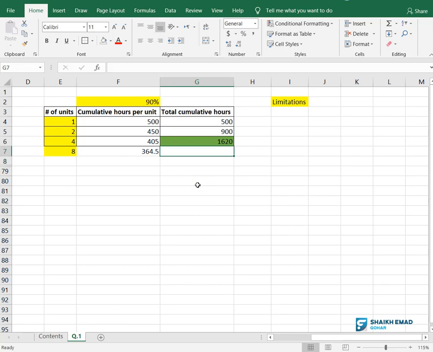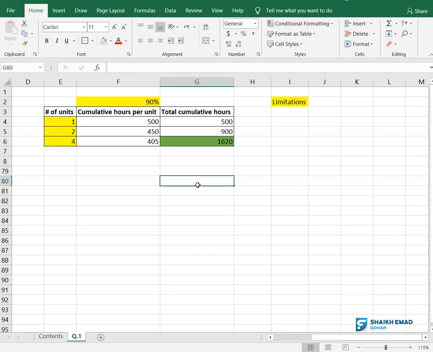Okay, and one more thing. How to get the total figure? This column is basically the multiplication of the first 2 columns. This and this. So when you multiply these two, the answer will come like this. Okay? So I'm removing this because this is not required. So you can see this 1620, how I got. I multiplied 405 with 4 to get this answer 1620. And this is the answer, by the way. This is the answer of our question, that we need 1620 hours to make 4 motorcycles. Okay. This is called learning curve analysis.